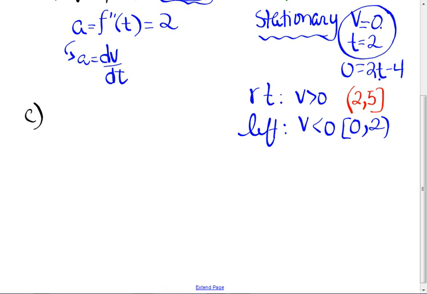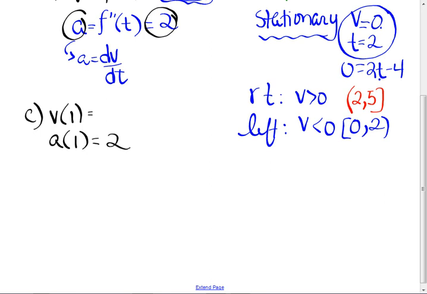Okay. Determine the velocity and acceleration. So you know what I want? I want v of 1 and a of 1. Well, a of 1 is easy. What's the acceleration no matter where we are? What's a equal to? 2. Acceleration is constant. It's just a constant 2, period.